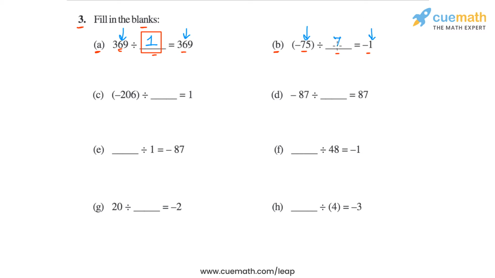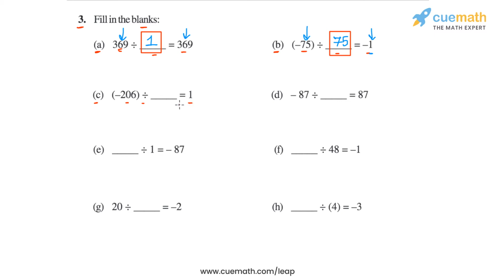So we first put 75 here, and now it's time to figure out whether this 75 will be negative or positive. So since the dividend minus 75 is negative and the quotient is also negative, we see that the divisor must be positive. So in this case, the divisor will be equal to 75. So that's part B.